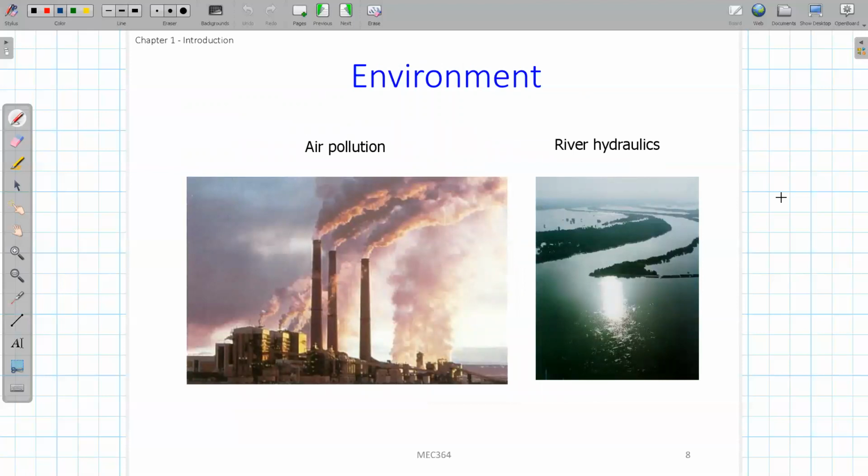So fluid mechanics is also important for pollution control and for environmental study, such as studying how pollution will be diffused and transported to other areas, and river hydraulics, such as the erosion of the landmark by the river, or preventing river flooding. Those kinds of things will also involve fluid mechanics.